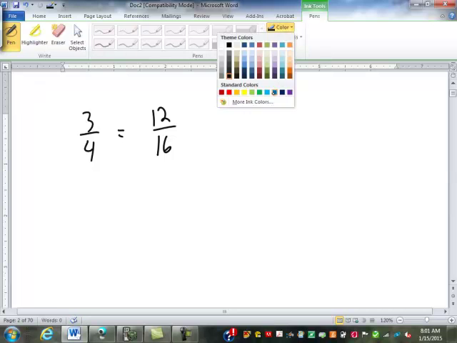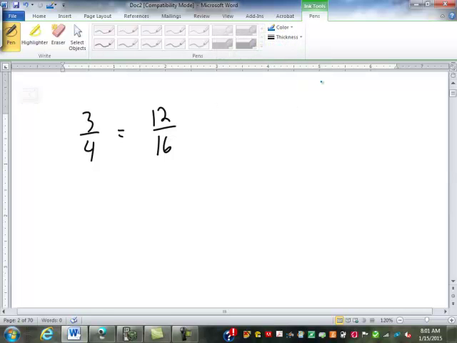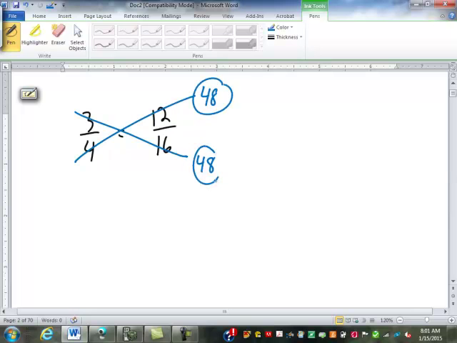We've done the cross multiply and divide, but remember that if you cross multiply, you should get the same answer on both diagonals. 3 times 16 is 48. 4 times 12 is 48. So that's one way you can double check to make sure that both ratios are equal, and they have to be equal to be a proportion. Those two cross products have to be the same.